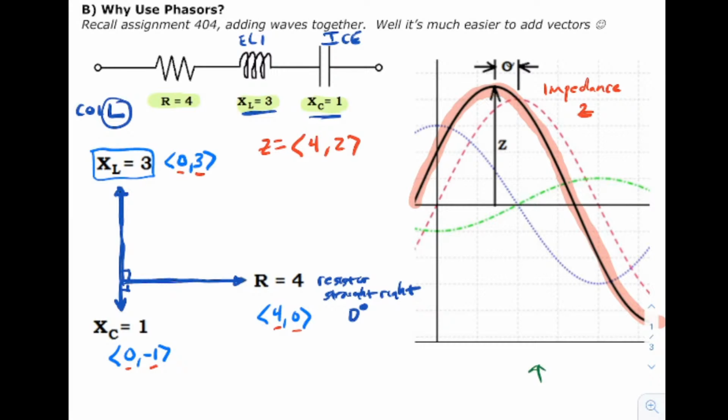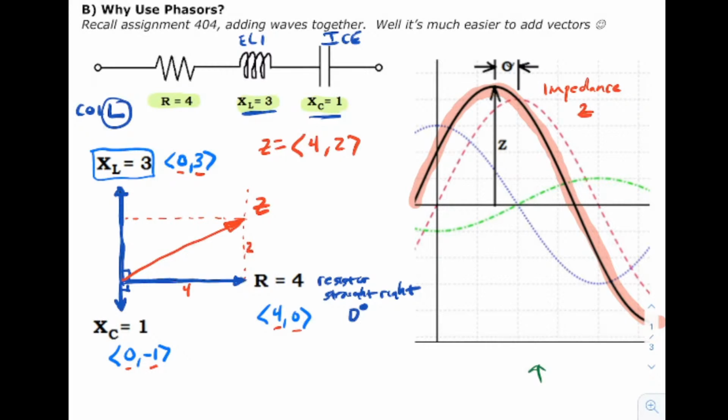It's going to have an x component of 4, which means it's going to come out this far. It's going to have a y component of 2, which is maybe about this high. And then you can say, okay, an x component of 4, maybe I'll put the 4 there, and a y component of 2, I'll put the 2 there. That's our impedance vector. This generates this red wave over here.